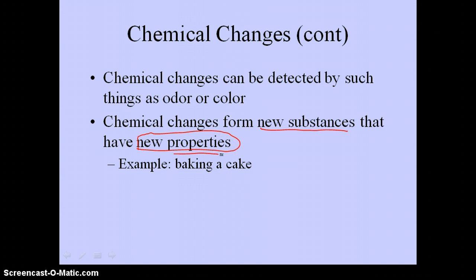An example would be baking a cake. We can take all the individual ingredients: flour, vanilla, sugar, salt, brown sugar, whatever it might be that you're putting in there. They all have their own properties. If you taste flour by itself, not great. You taste an egg by itself, not great. You taste vanilla by itself, it's not a great taste. But you put it all together, you go through the chemical change of putting it into the oven and allowing it to bake, and when it comes out, it's a wonderful product. You get something new that tastes really good.